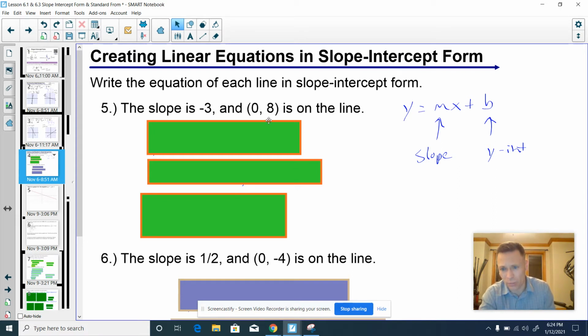But I'm given a coordinate point. I'm not told the y-intercept is this, okay? But we are told that (0, 8) is on the line. Okay, that helps me. So what do I know?